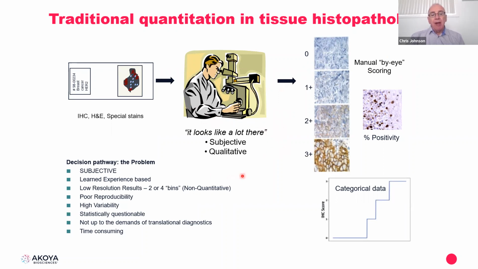However, as good as this application may be, and as effective as it is today, it is still largely based on your learned experience. It can be quite subjective. It's at best qualitative. It often shows poor reproducibility, high variability between samples, is statistically questionable, and is not really up to the demands of what we're looking for as we go forward, particularly into precision medicine. And most of all, of course, it's very time-consuming, both for the people who have to create the sample and those who have to look at it and report on it.